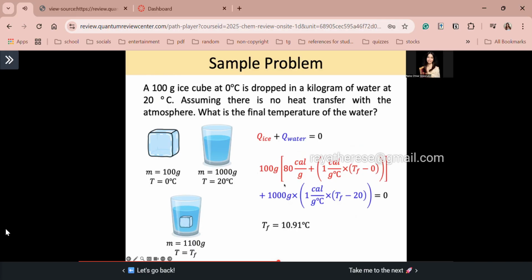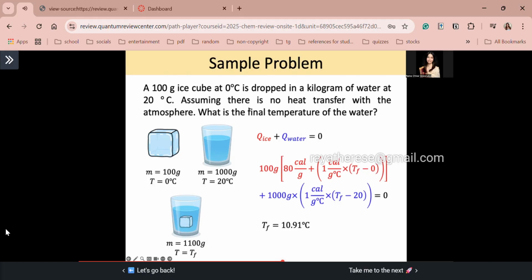O baka may question kayo, ma'am, bakit hindi mo kinonvert to Kelvin? Guys, I don't have to convert it to Kelvin because magka-cancel out naman lahat ng degrees Celsius units mo. Okay? So, kunwari, ito, degrees Celsius to, magka-cancel out siya with this. Ito rin, with this. Okay? That's why hindi ko na binago yung units ng temperature. Okay? So, in the case of thermochemistry, in the case of phase changes, you don't have to change the units of the temperature as long as consistent.